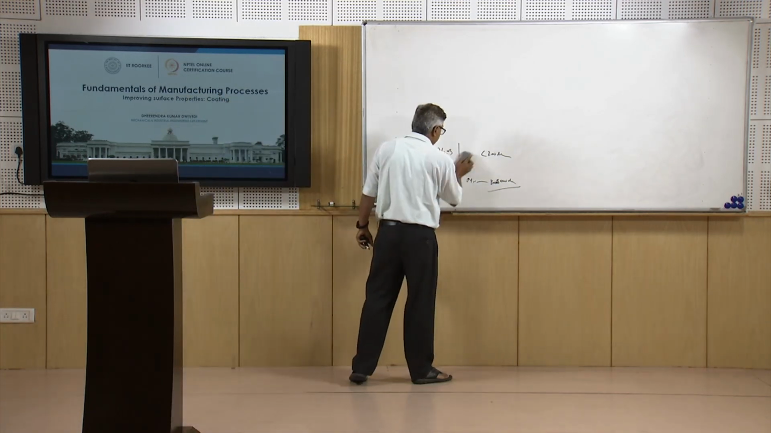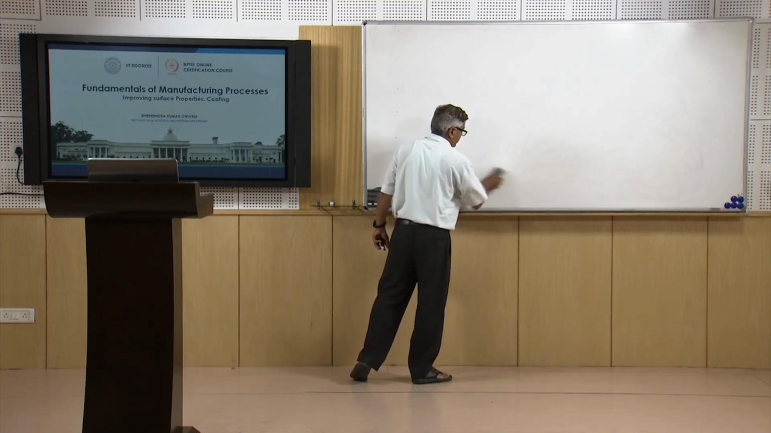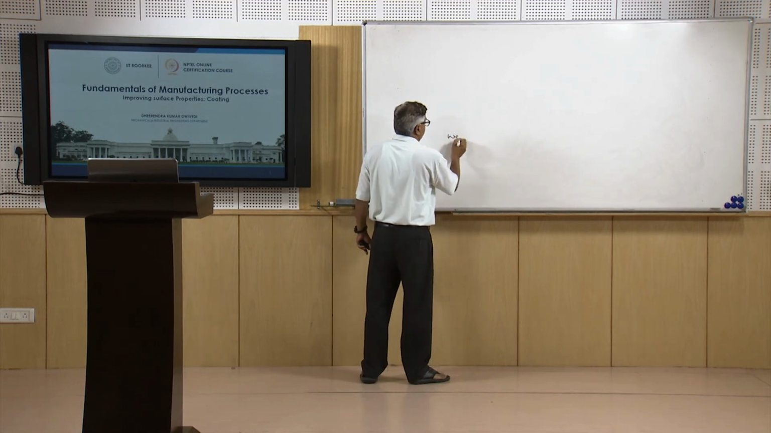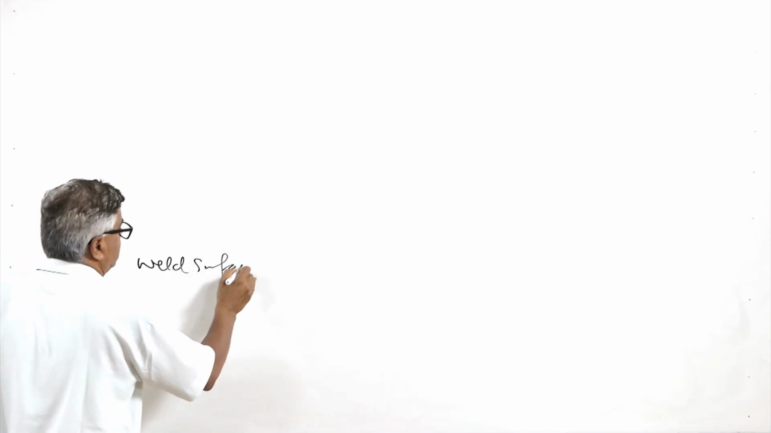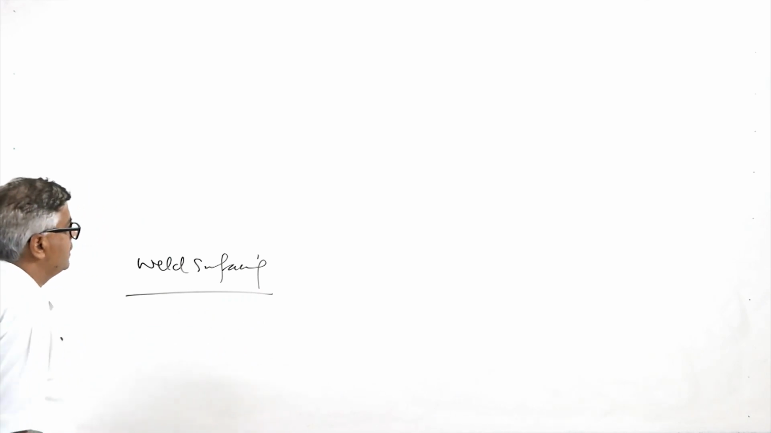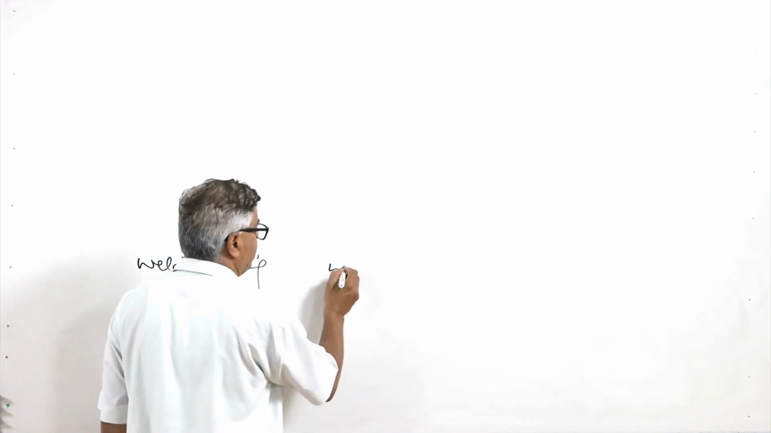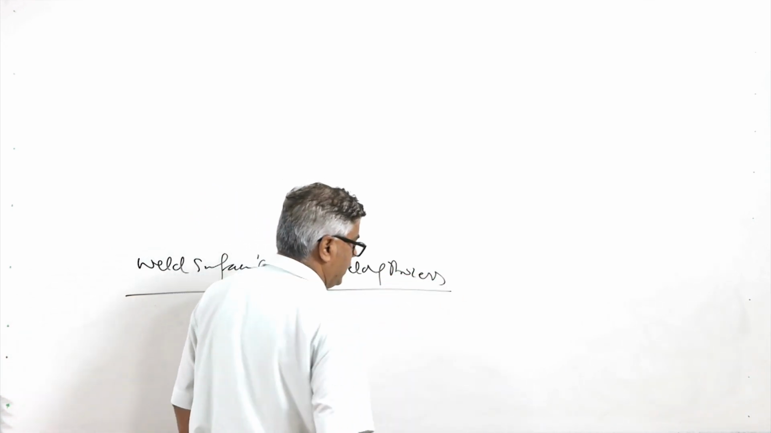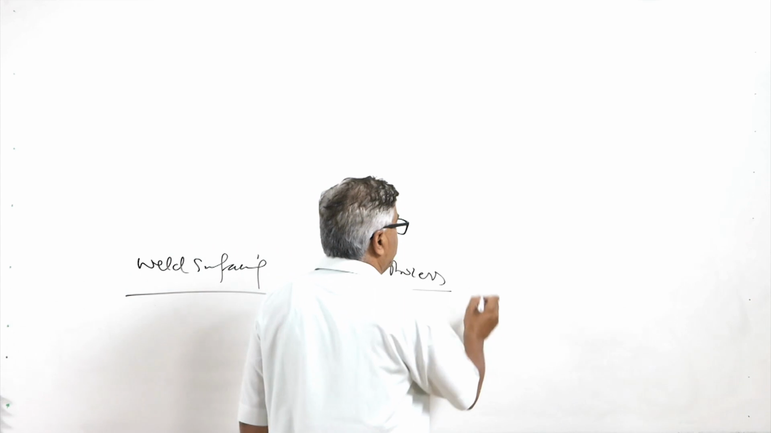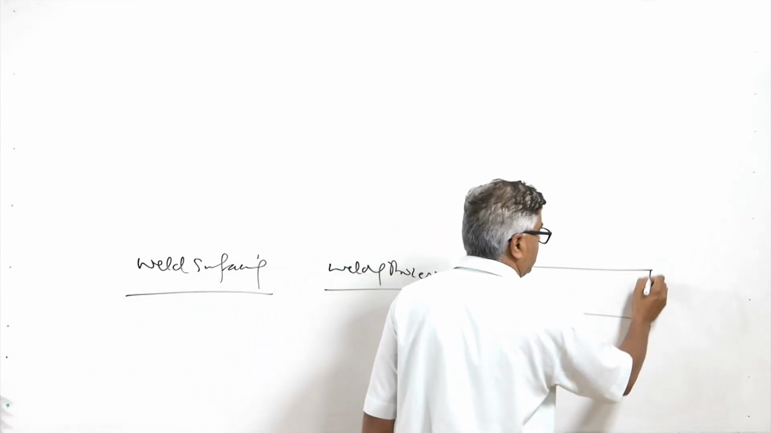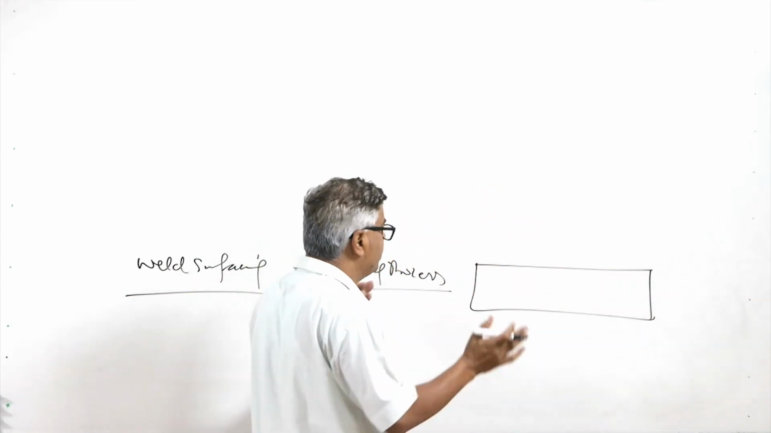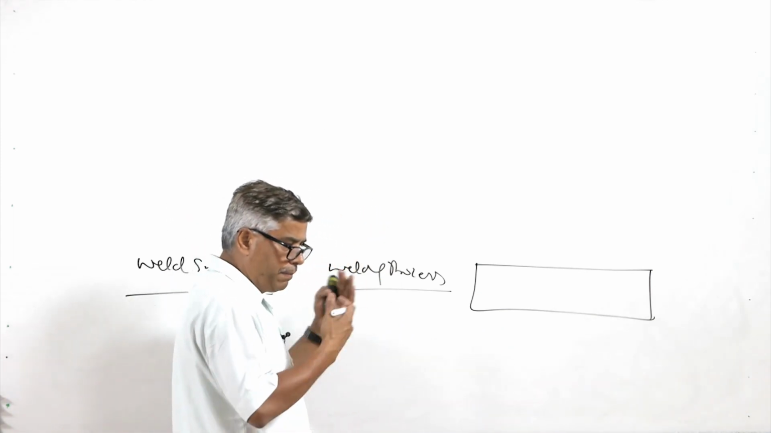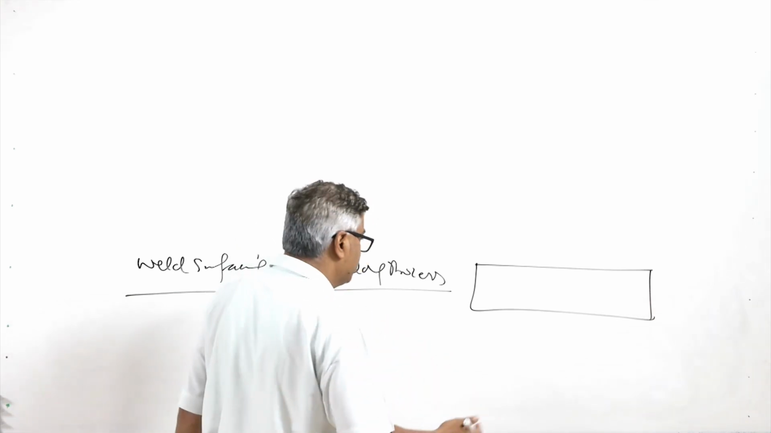Another approach in the development of coatings is weld surfacing. Weld surfacing basically uses welding processes for depositing a layer of the coating. So here the substrate is like this, and we can use any of the welding processes which can be used for applying a layer of the suitable material.